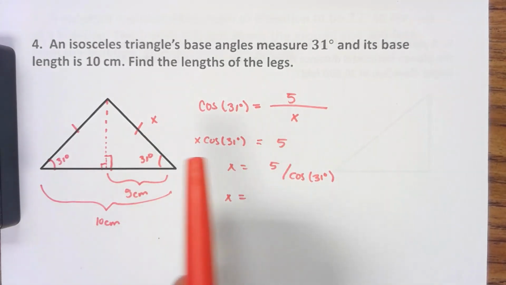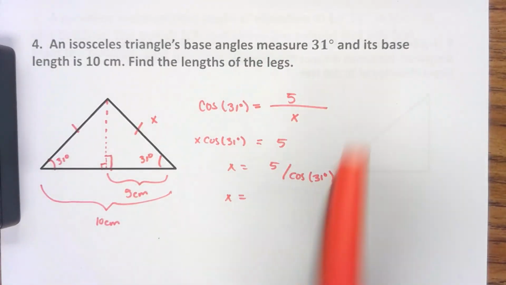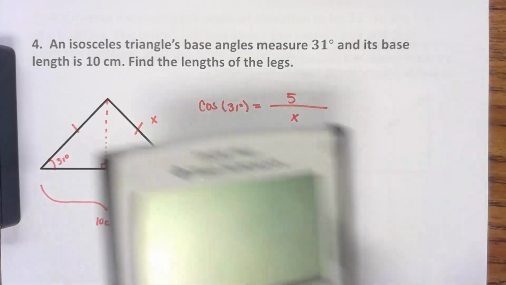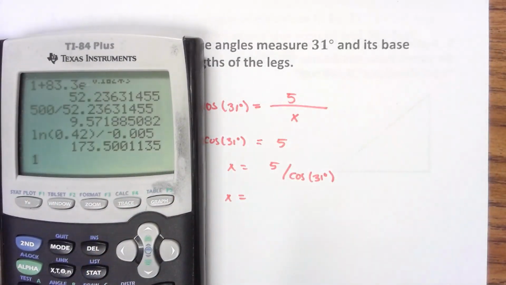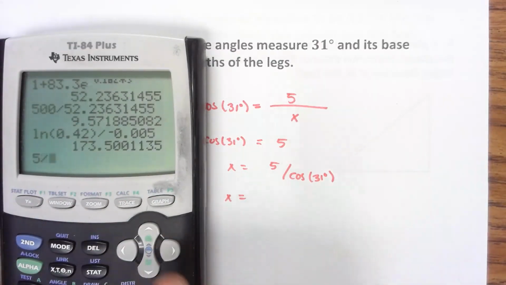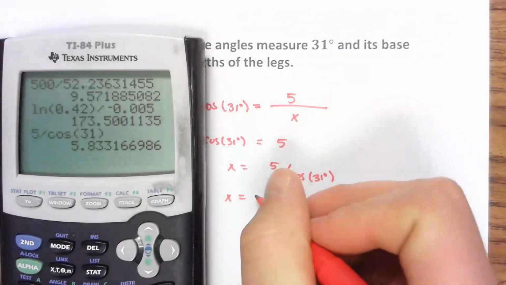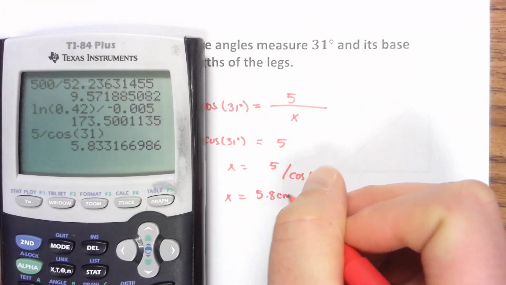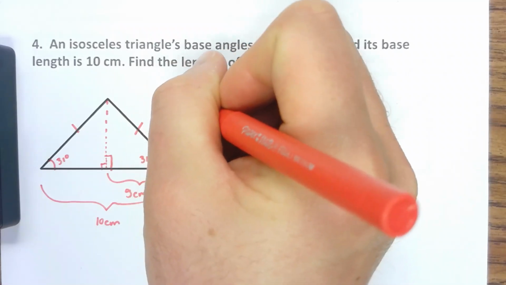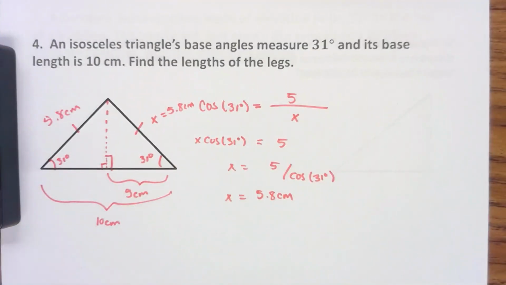That tells me to use cosine, since we know the adjacent side and we're looking for the hypotenuse. So this is how we would set that up. To solve it, I'd multiply both sides by x, and then divide by cosine of 31. And after I plug that in the calculator, 5 divided by cosine of 31, making sure that I am in degree mode, which I am, gives me a leg length of 5.8 centimeters. And that would be the length of both of these, 5.8 centimeters. All good there?